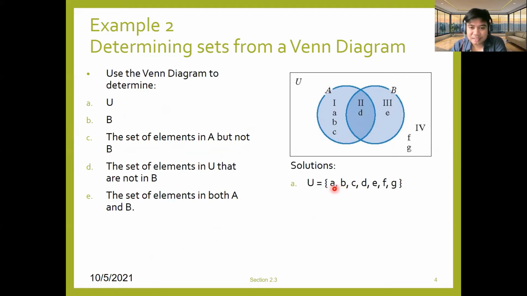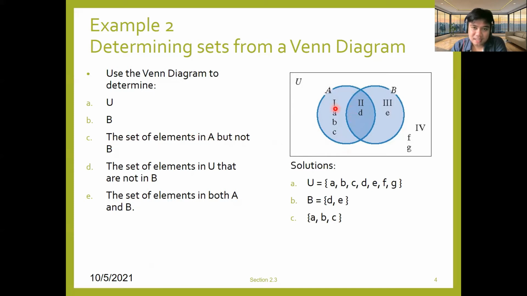Ang ating universal set: A, B, C, D, E, F, G. And then, ang ating set B ay B and E. Ito, yung buong circle na to. And then, ang ating set C, or ang ating the set of elements A but not in B.